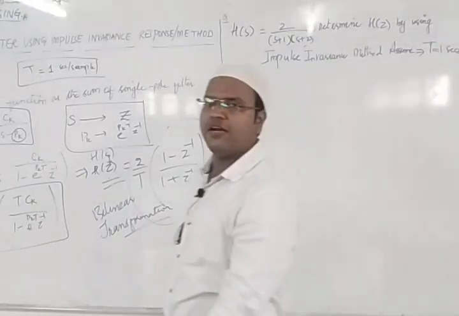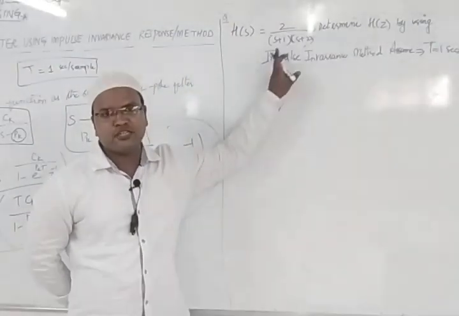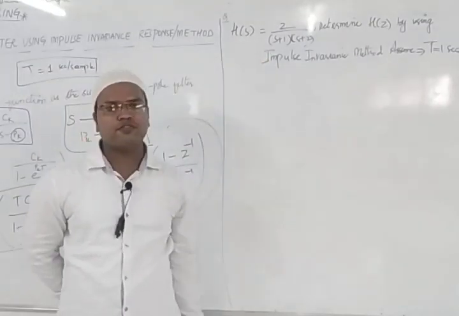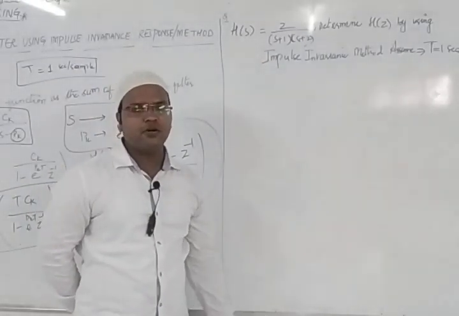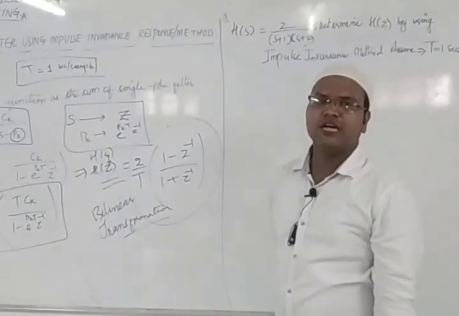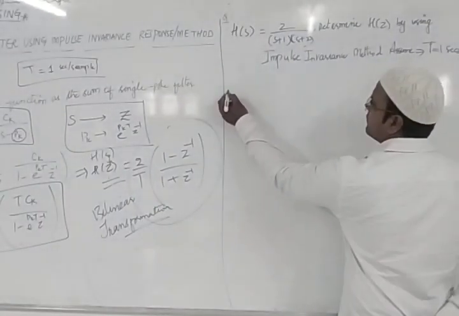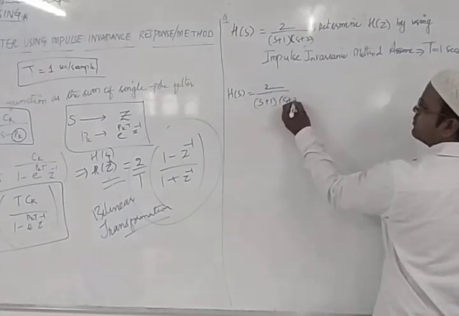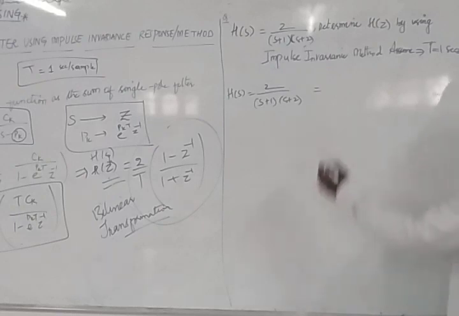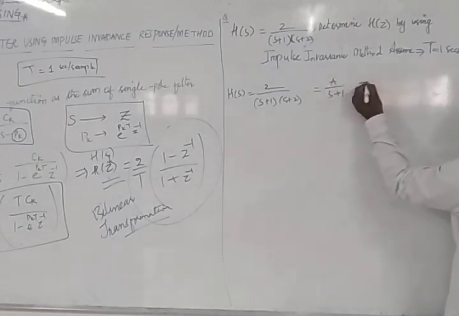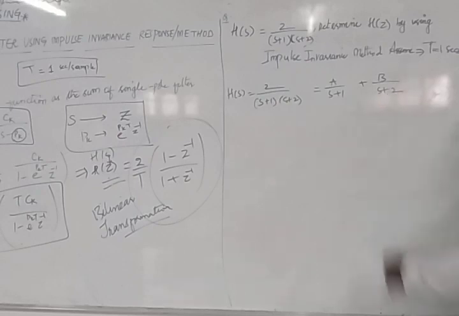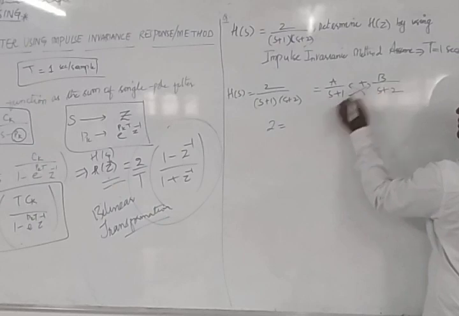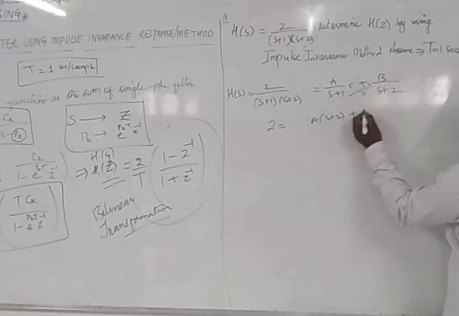So we need to find H(z), right? For finding H(z), what will we do? First, we will try to simplify and separate the denominator factors. How do we separate? By applying partial fractions. We'll write H(s). Given H(s) is equal to 2 by (s plus 1)(s plus 2). This is our factor, right? So I can write A by the first factor, s plus 1, plus B by the second factor, s plus 2. What is the next step? I'll cross multiply. So 2 is equal to A into (s plus 2) plus B into (s plus 1), as the denominator gets cancelled.